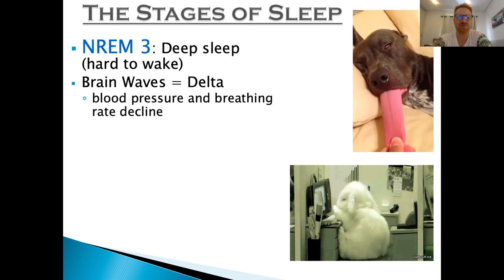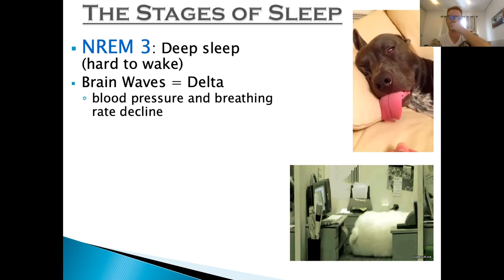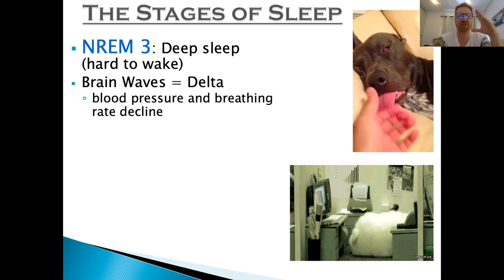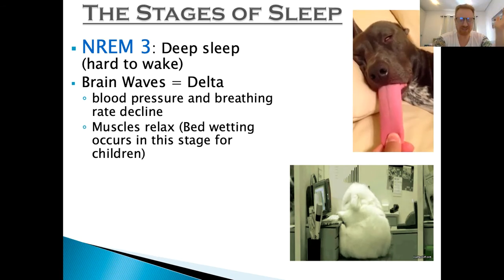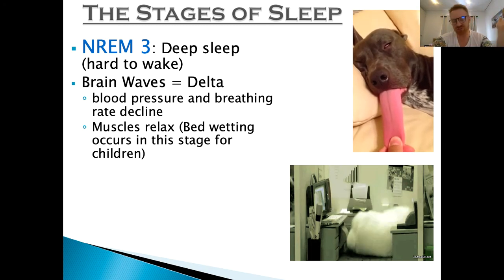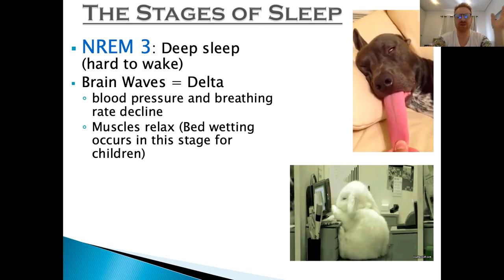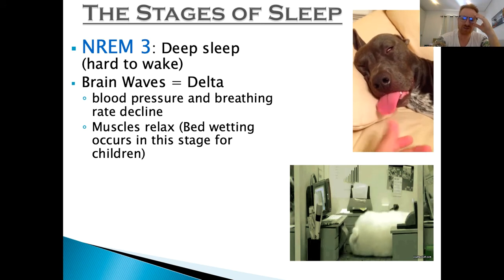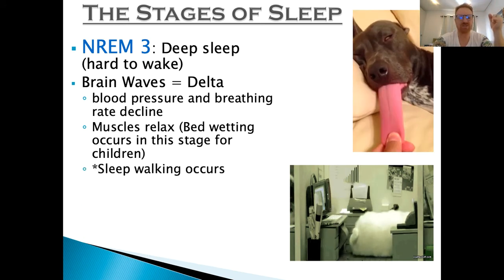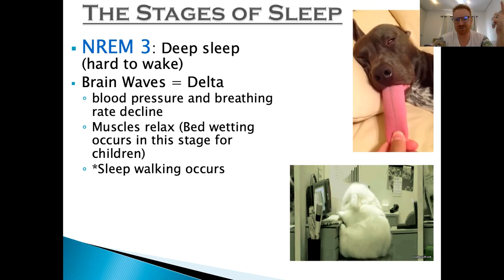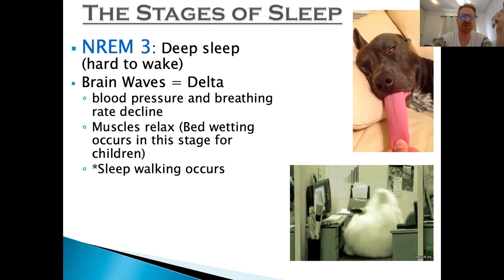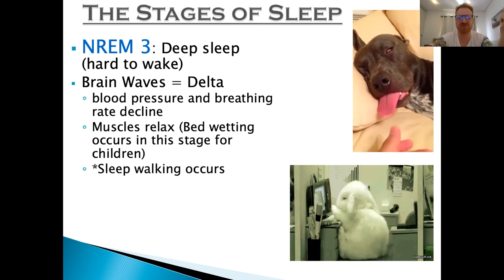And this is where we see blood pressure and breathing rate decline. So again, the body systems are really relaxing here. So relaxed actually that the muscles relax to the point where children might wet the bed at this point. The muscles around the bladder will relax to the point where they have these accidents in bed potentially. We do notice that there is some physiological activity that happens, especially when we're younger. It can continue in the older ages, which is sleepwalking.